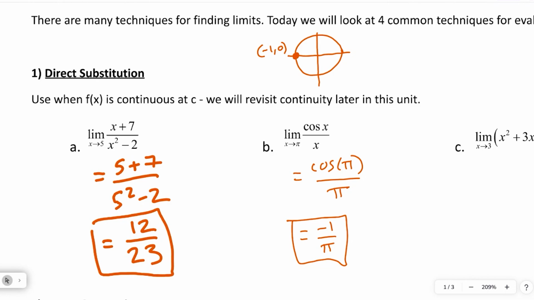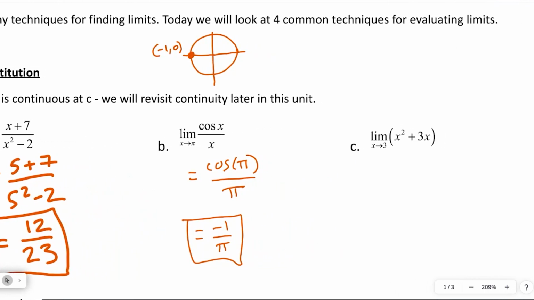All right. Letter C. We want the limit as x approaches 3. So you know what to do. 3 squared plus 3 times 3. 9 plus 9 is 18.